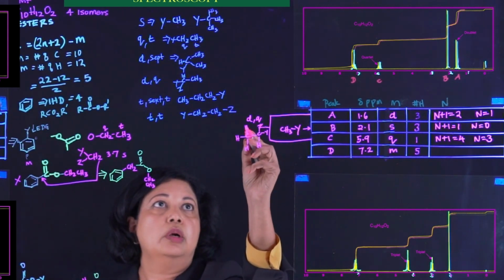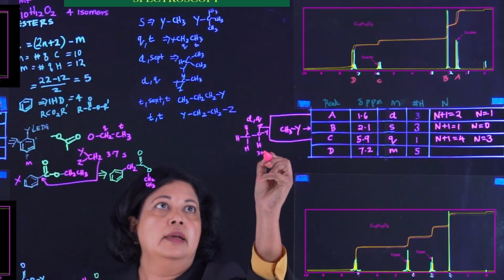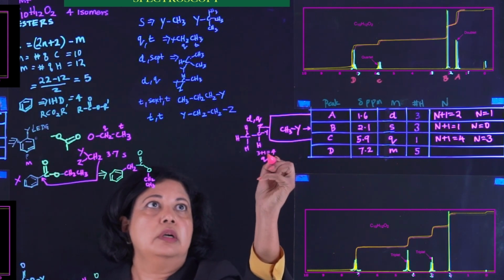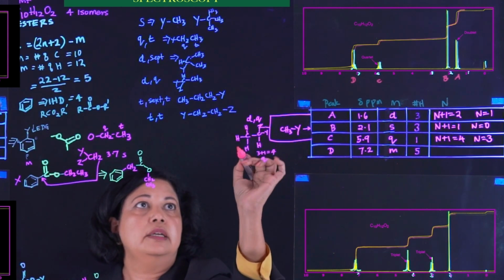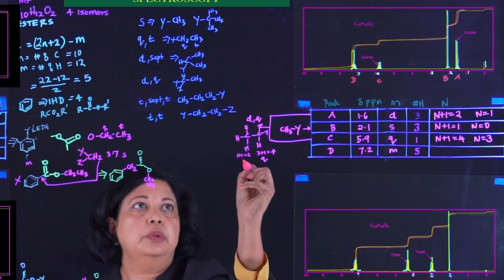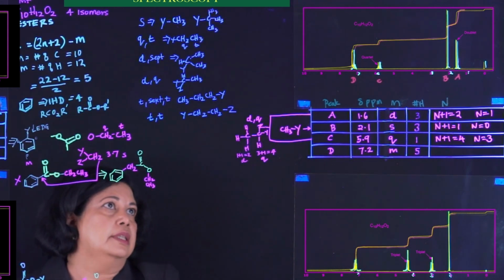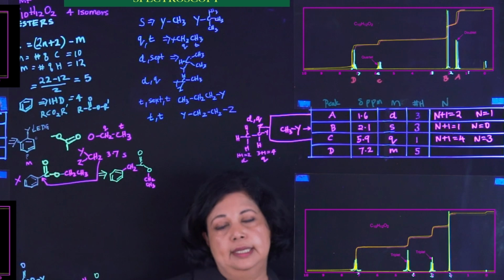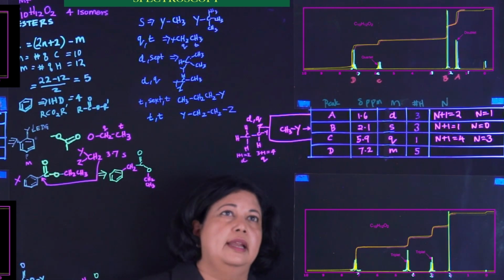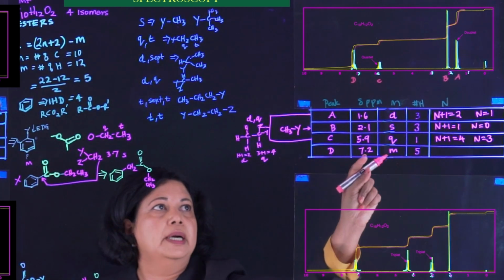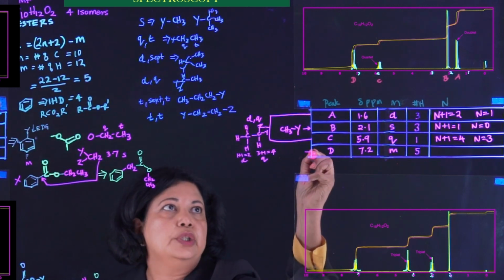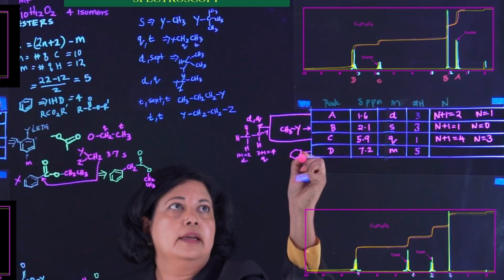This would be your quartet. 3 plus 1 is 4. This is your quartet, and there's only 1 hydrogen here. 1 plus 1 is 2, doublet. So we have a beautiful doublet quartet and a singlet, which simplifies it a lot. And what do we know about this? 7.2. That's your benzene. All right.